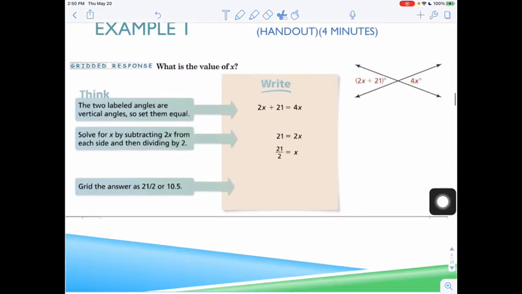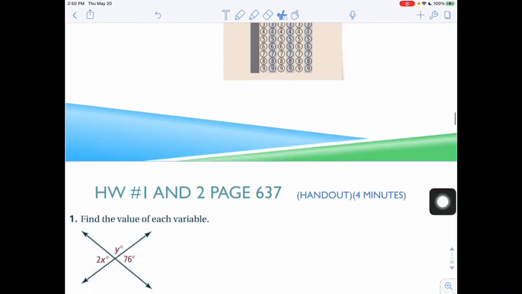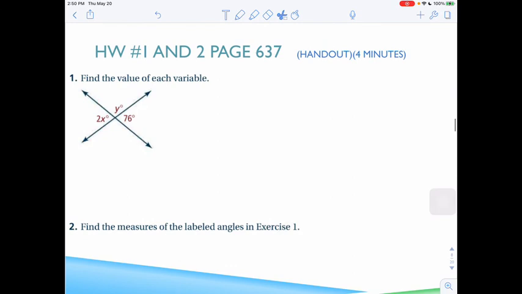The work for this problem is written out on the next two slides. And now I would like you to try homework number 1 and 2 on page 637. Find the value of each variable. For number 2, find the measure of the labeled angles in exercise 1.